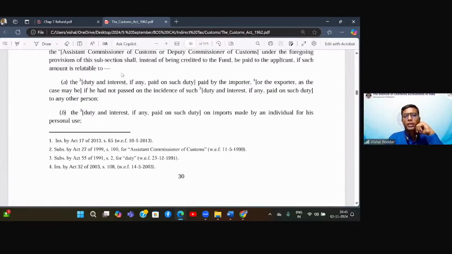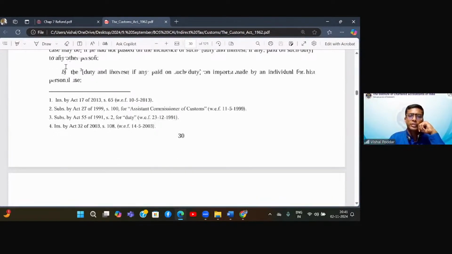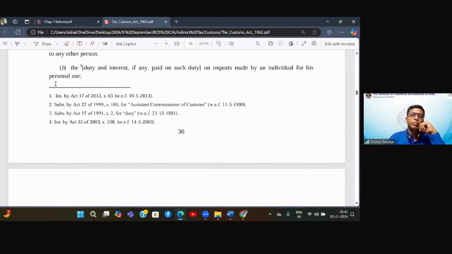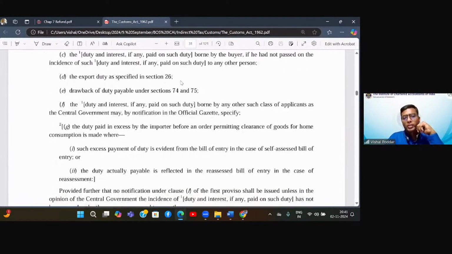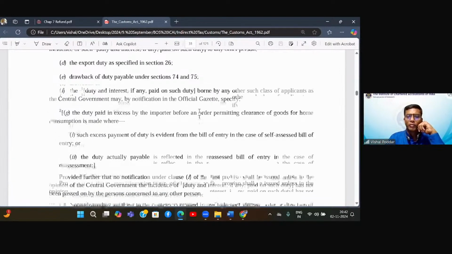First, the duty and interest paid by the importer or the exporter, as the case may be, if he has not passed on the duty incidence. The first condition is you should not have passed on the duty incidence. Second, the duty or interest on import made by an individual for his personal use. Third, duty incidence is borne by the buyer. So where it is not the importer, it is the buyer. You have to simply prove that you have not passed on the incidence to any other person, that is, you are the end buyer or the end consumer. Fourth, export duty as specified in section 26, drawback computed under sections 74 and 75, and the duty and interest borne by such other class of applicants which may be notified.